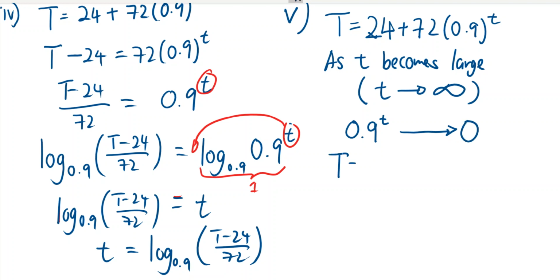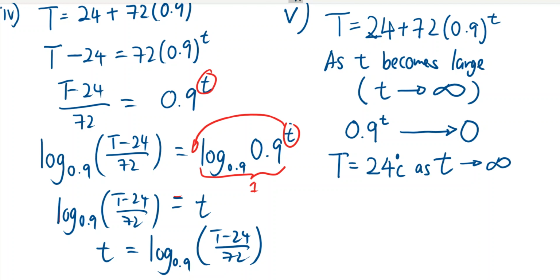So this means that t will be equal to 24, because 0.9 to the power of t is equal to 0, which means the 72 times 0.9 to the power of t will become very insignificant as small t approaches infinity. So this is what they want. It will be equal to 24 degrees Celsius. And what is the significance of it?